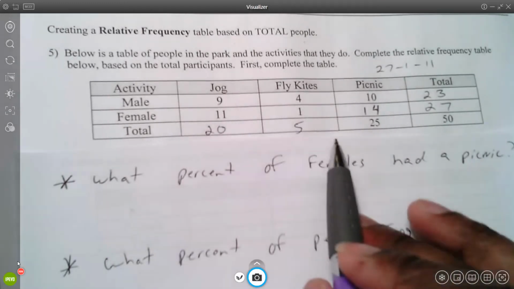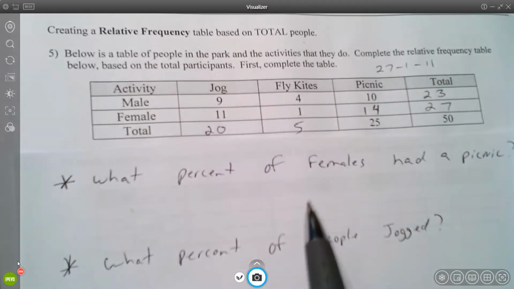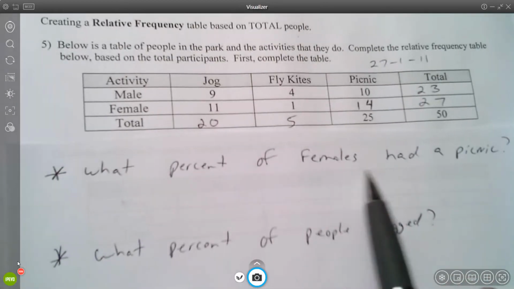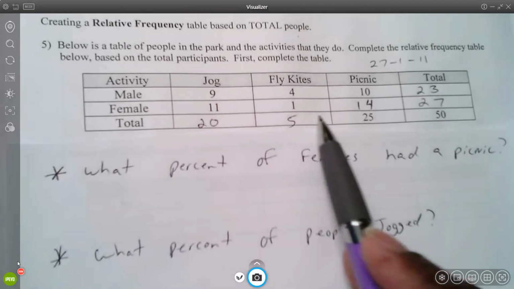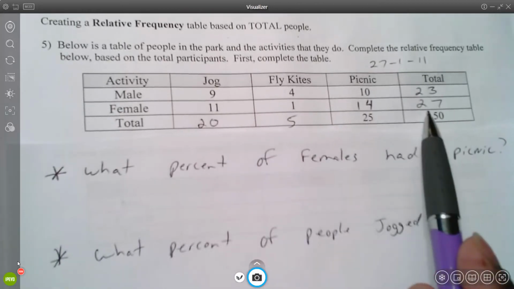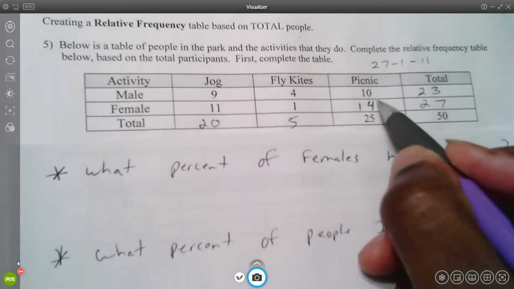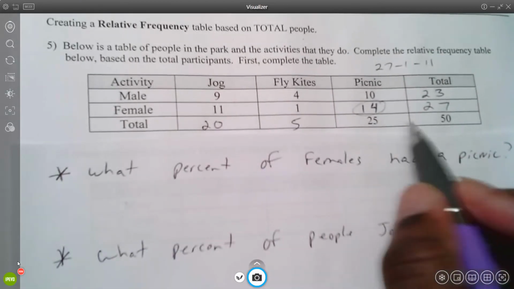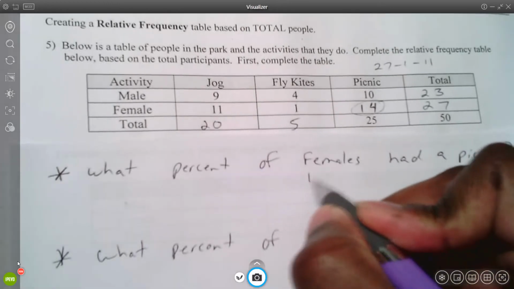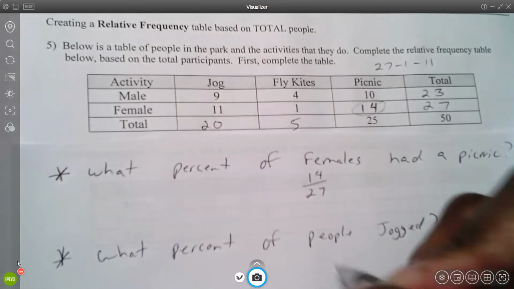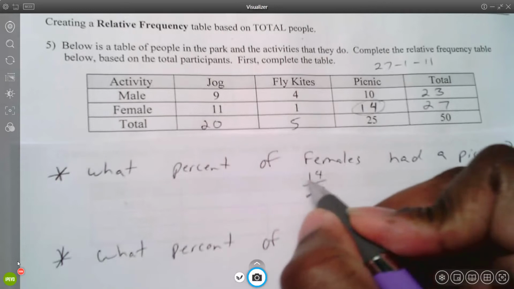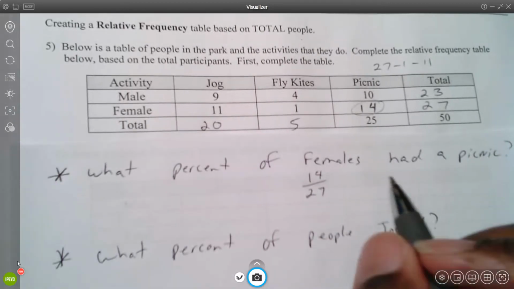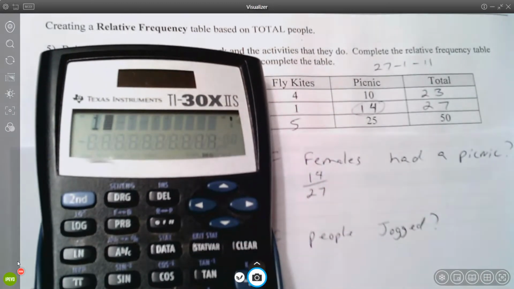Now, after you fill out the table, you can begin answering the questions that relate to the table. My first question is, what percent of females had a picnic? So I'm considering just the females. Of the ones who had a picnic, it was 14 of them. And it says percentage of the females, not the whole group. So that percentage should be 14 out of the 27 females.